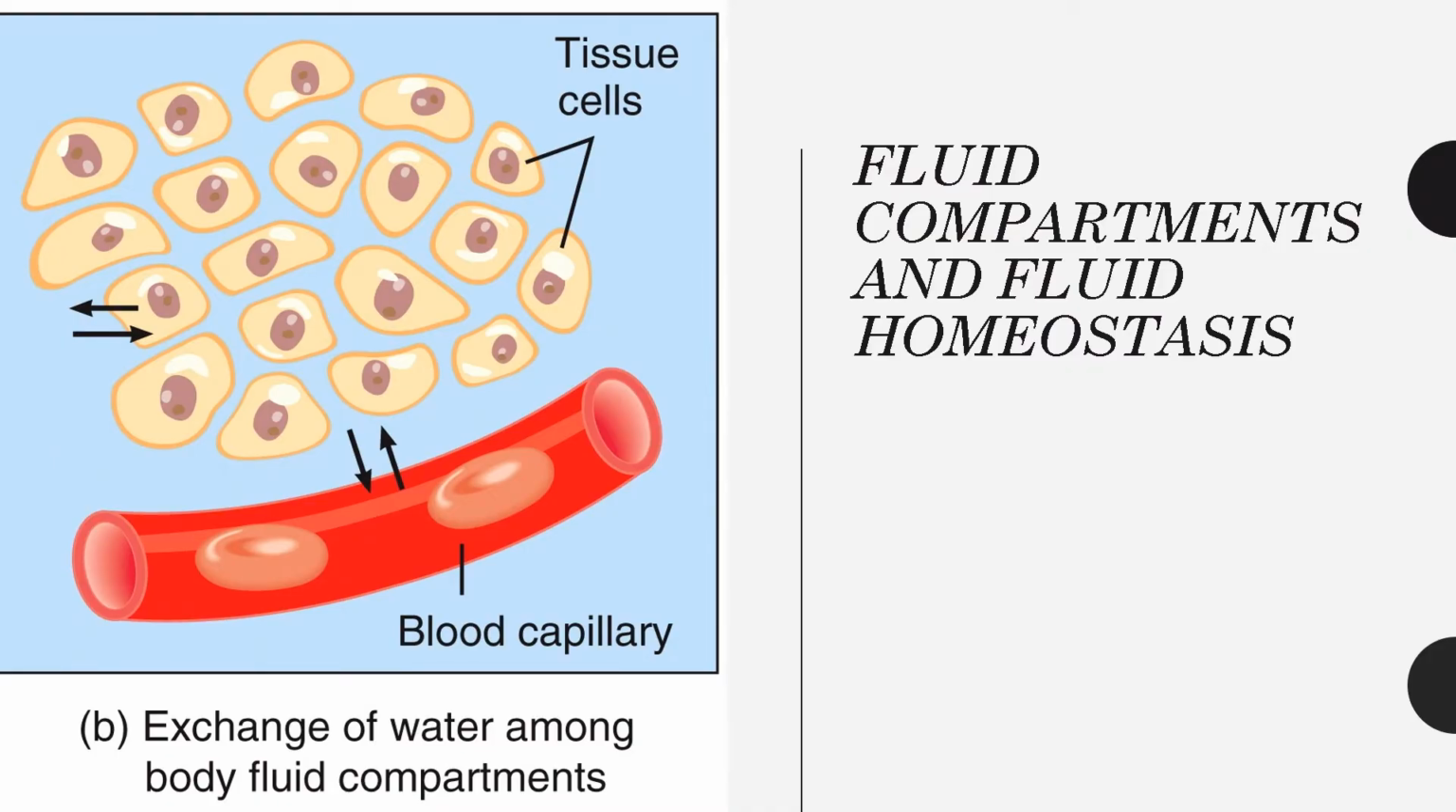So the processes of filtration, reabsorption, diffusion, and osmosis all allow continual exchange of water and solutes among the body compartments, but the volume of fluid in each compartment really remains remarkably stable.